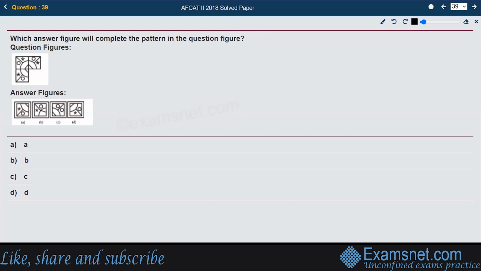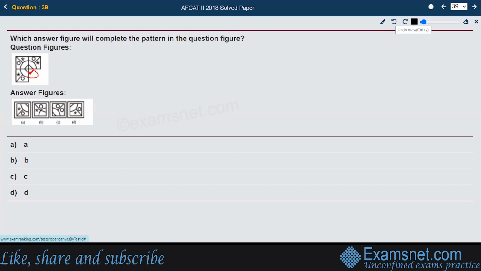Now, what is happening? We have to again find out the figure that will complete the pattern completely. Okay, so look at that. What should be here? If you talk about this, this should come. This line should come like this. This circle should go like this. Let me redraw this.